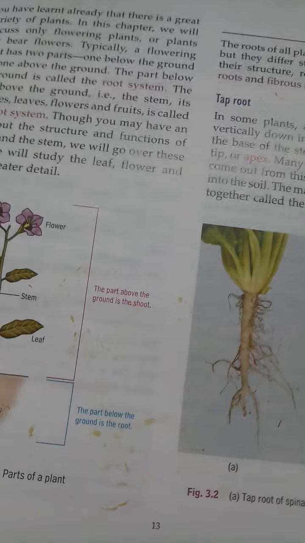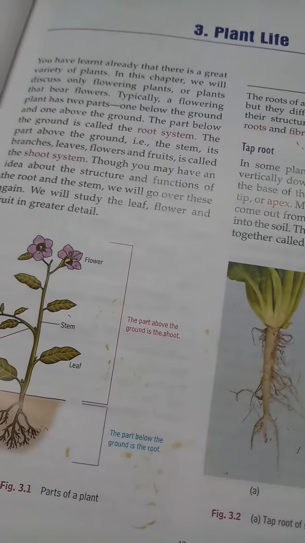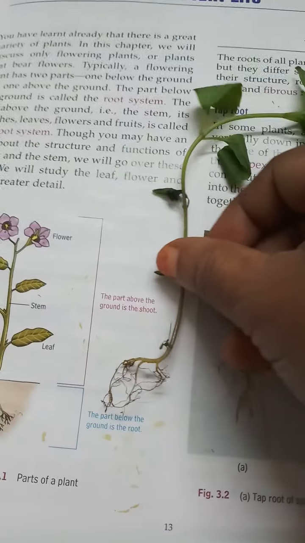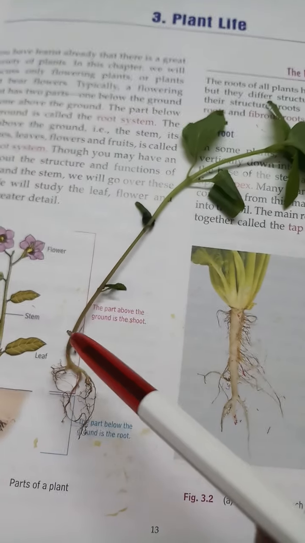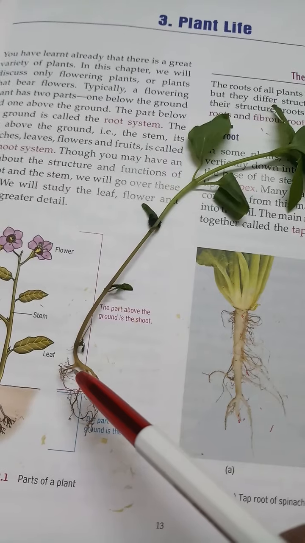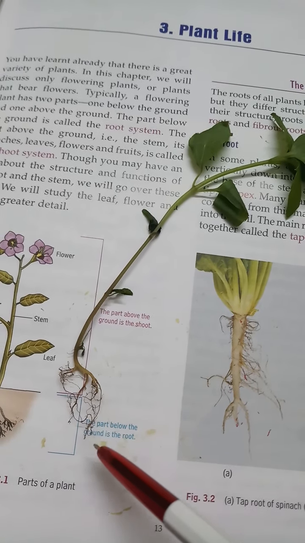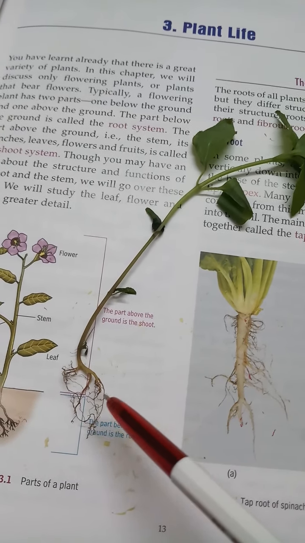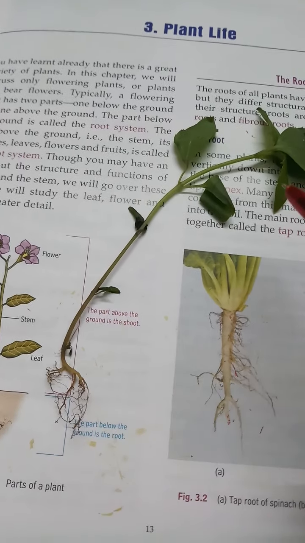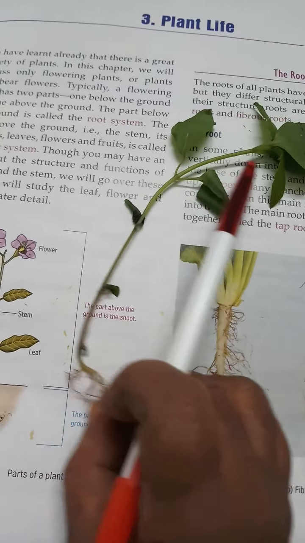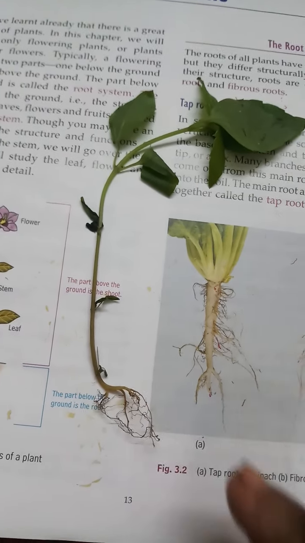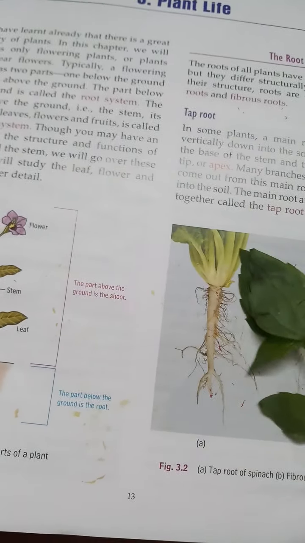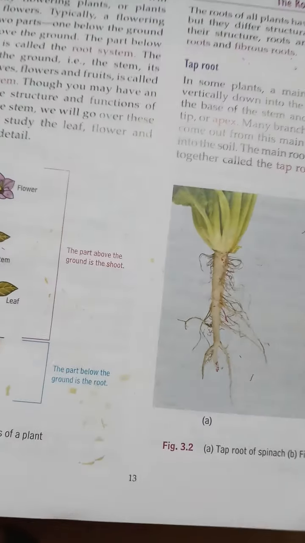Here I can show you some examples. Here it's a real plant. It has a tap root system. It has a main root, and from that main root many side roots are arising, and those branches are again branching. In a typical plant we can see a tap root. In sunflower, mango tree, etc. we can observe such a tap root system.